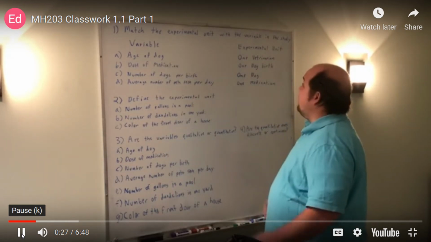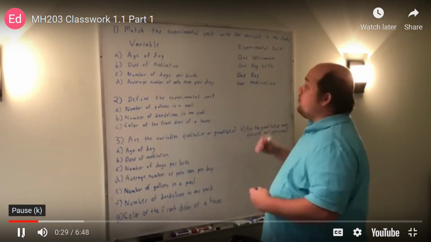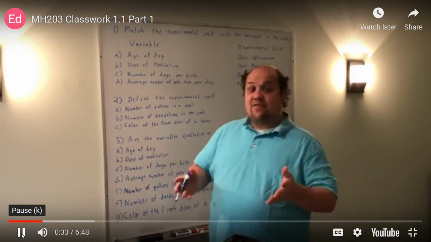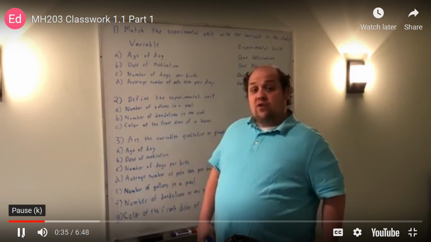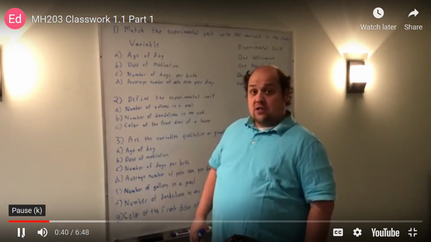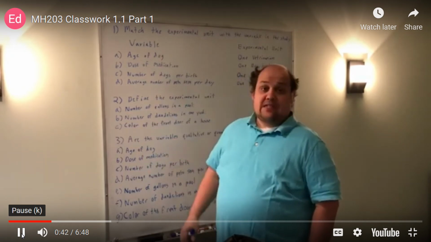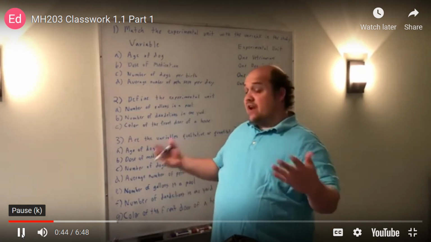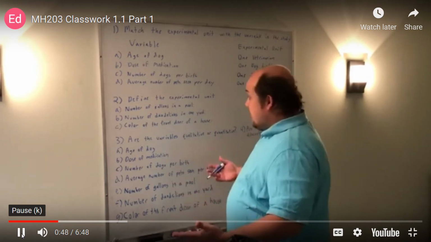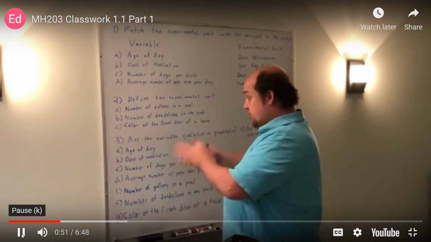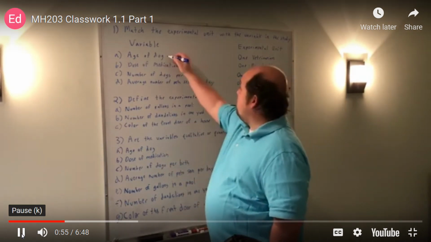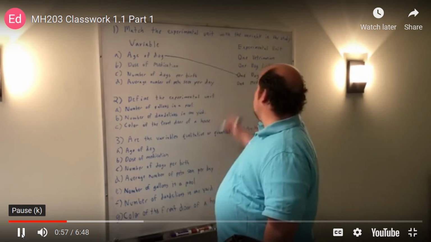The first one asked me to match the experimental unit with the variable in the study. So basically what that means is we're trying to study a specific variable. Where do we get one unit of information? If we're trying to find the age of a dog, basically one dog provides that piece of information. So maybe we're trying to find the average age of all the dogs at a certain shelter. Then, to find each piece of information, each piece of data, we'd go to each dog and write down their age. So the age of dog would have an experimental unit that's one dog.